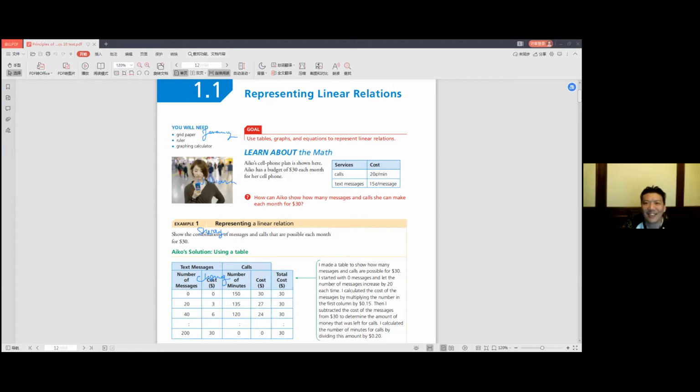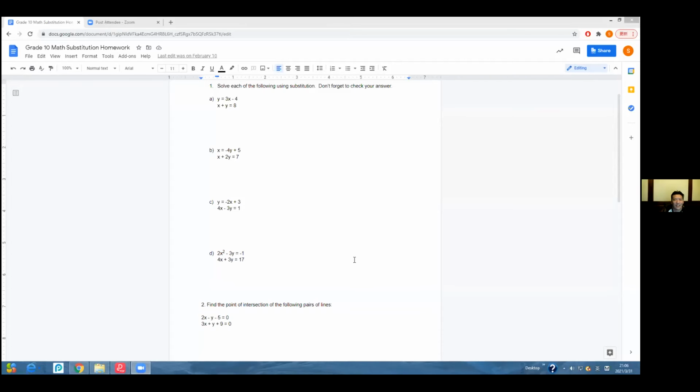I don't see A, B, or C. I still see the representing linear relations 1.1. I must have not been sharing my entire screen. I apologize. I only shared the PDF, I think. Okay, thank you. Okay, first share the entire screen. Okay, now can you see it?